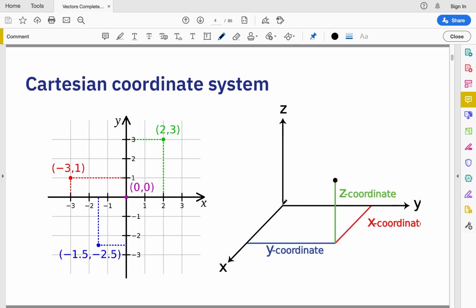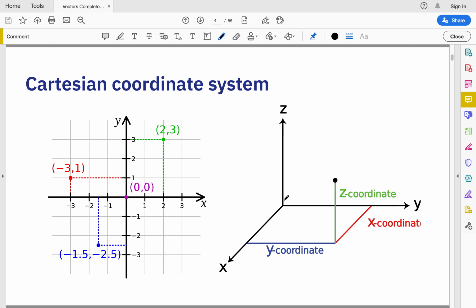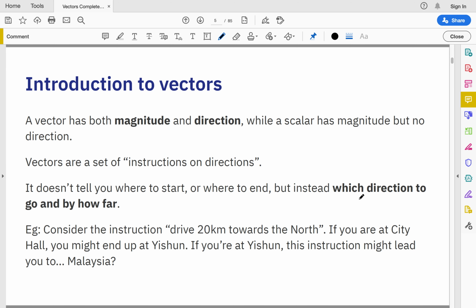In H2 mathematics, in vectors, we are not working in the 2D world, but rather we are working in a 3-dimensional world, which is why we need an additional axis, z. So to do that, we would have to introduce an extra coordinate, giving the point (x, y, z). Okay, moving on. A vector has both magnitude and direction, while a scalar, just like a normal number, has magnitude but no direction.